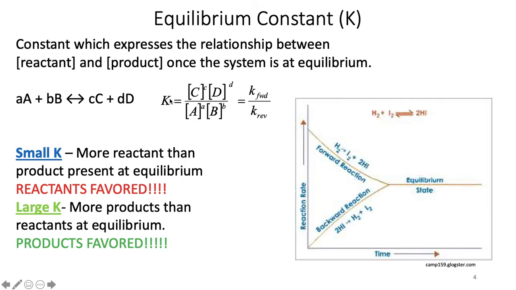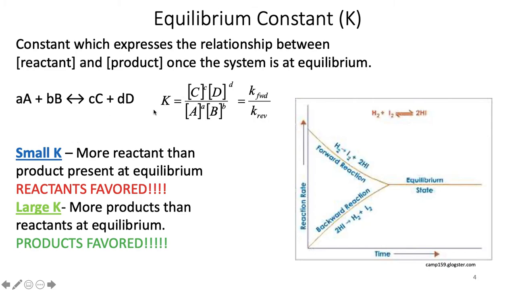I should be able to look at the value for K and say which direction I am favoring, whether I'm favoring the reactant side or the product side as it's written. A small value for K means that I have a lot of my reactant, meaning the equilibrium lies to the left side, on the reactant side. If I have a large value for K, as it's written, I favor my products, meaning I will have a large concentration of my product as opposed to my reactants.